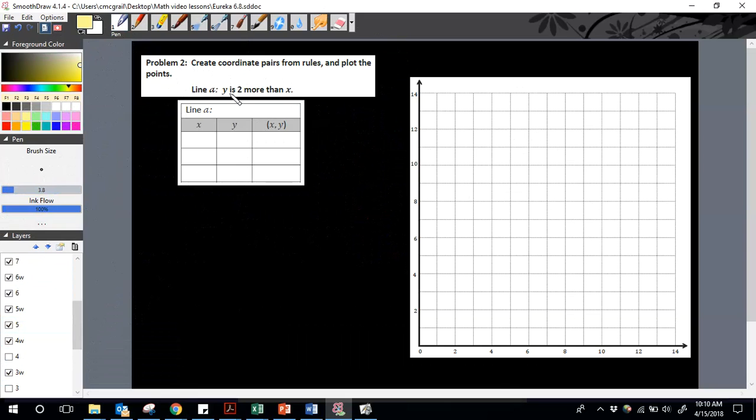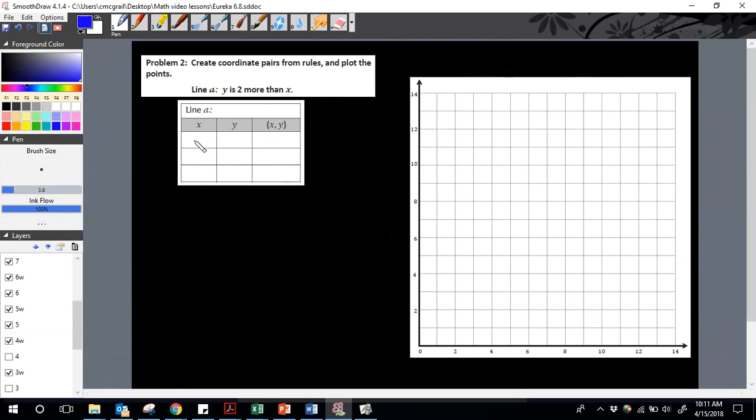So we have a rule here, y is 2 more than x, and we're going to plot some points and put them on our coordinate plane. So the rule says that y is 2 more than x. I can see that our x axis goes up to 14, and our y-axis also goes up to 14. I want to make sure that neither one of my coordinates ends up beyond here. Even though they do exist, I can't plot them because my graph isn't big enough.